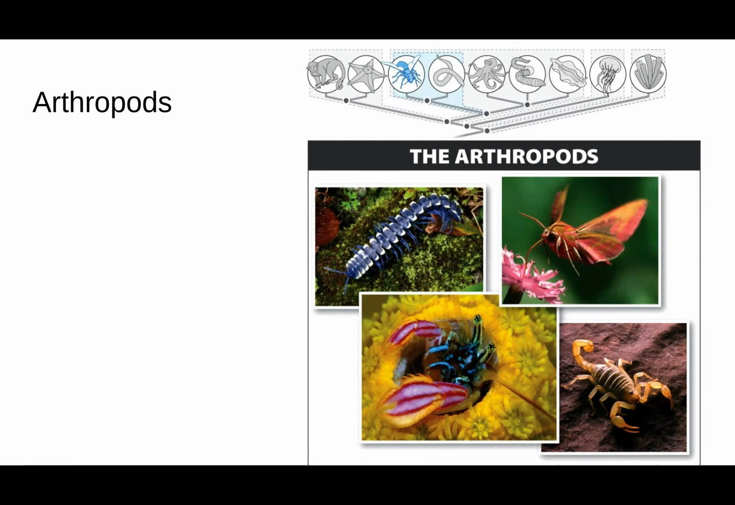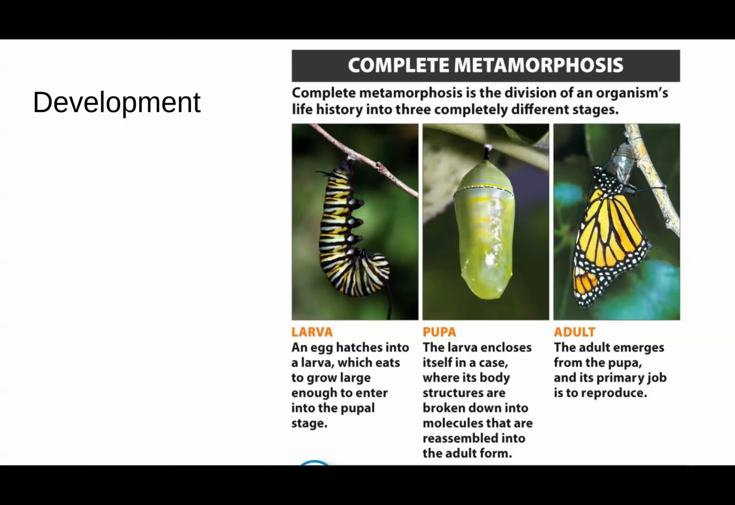So let's talk about this group of organisms. Why are they so successful? How do they do their thing? And what sort of evolutionary things did they bring to the table? So they undergo complete metamorphosis. They develop. So they are laid as eggs, and they develop as they hatch from their eggs as larvae.